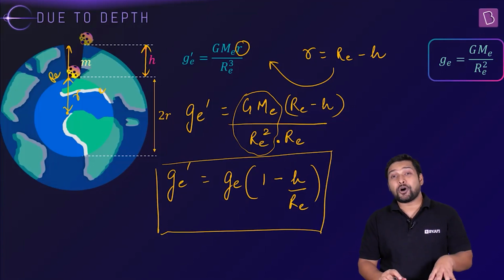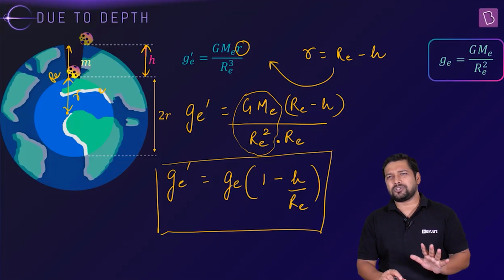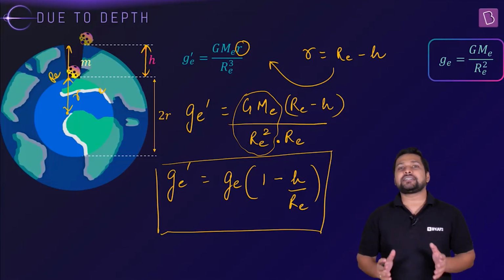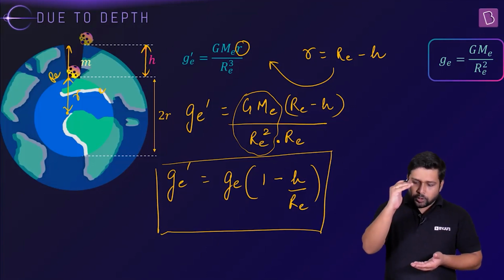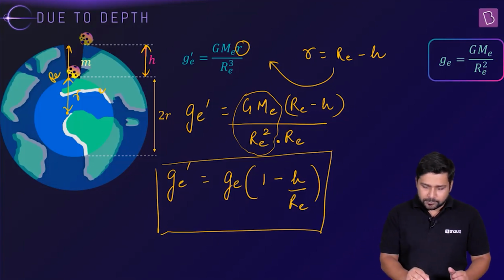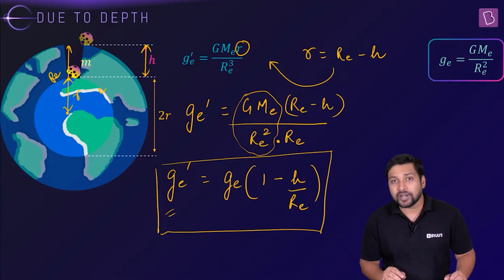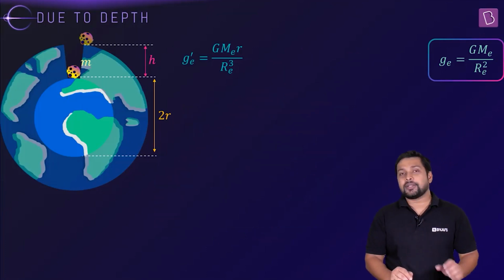What will be the value of acceleration due to gravity at h, when you're going to a depth h? So don't get confused with h and d. In some books they have written it as d, in some books they write it as h. The meaning is simple: when you go below the surface of the earth to a distance of h, the acceleration due to gravity at that particular point will be given by this final expression.